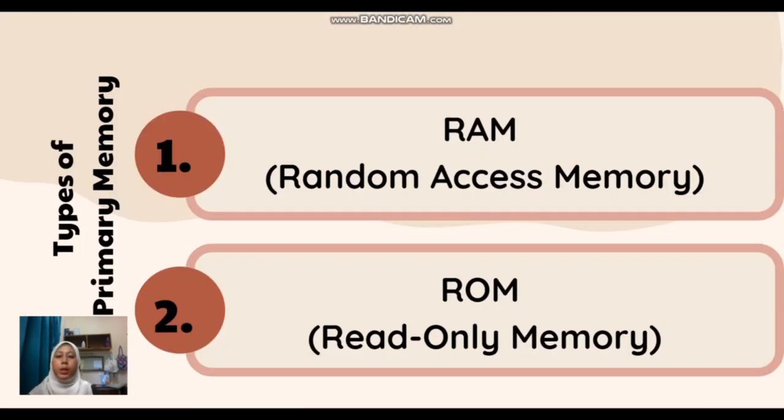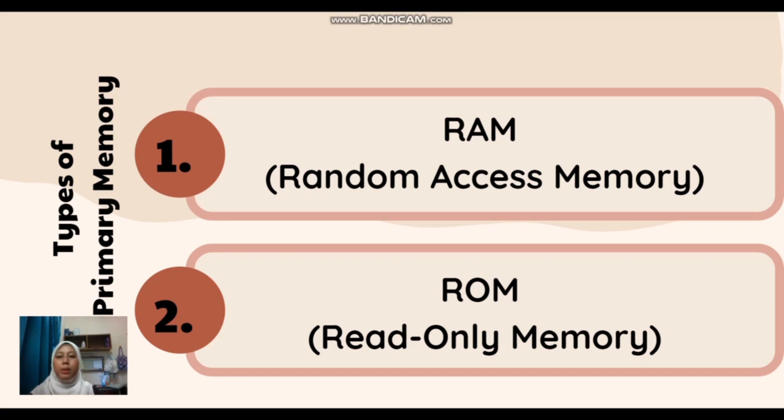Primary memory consists of RAM and ROM. RAM is a random access memory. The CPU can access any memory cell directly without accessing it sequentially. It is a volatile memory, which means when you power off your computer, the data stored in RAM is erased, and it is also called temporary memory.